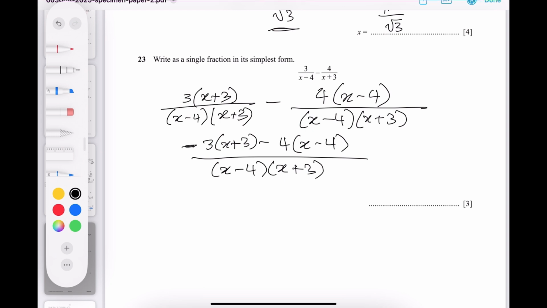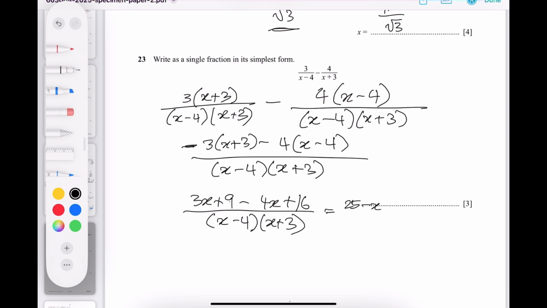And then if you expand out the brackets on the numerator, you get 3x plus 9 minus 4x plus 16. Remember, negative 4 times negative 4, so it's just 16, divided by x minus 4 multiplied by x plus 3. And then if you simplify, you get 9 plus 16 is 25. 3x minus 4x is negative x.